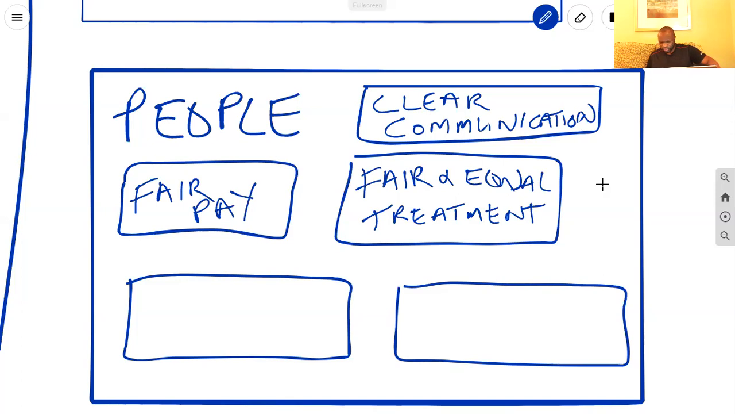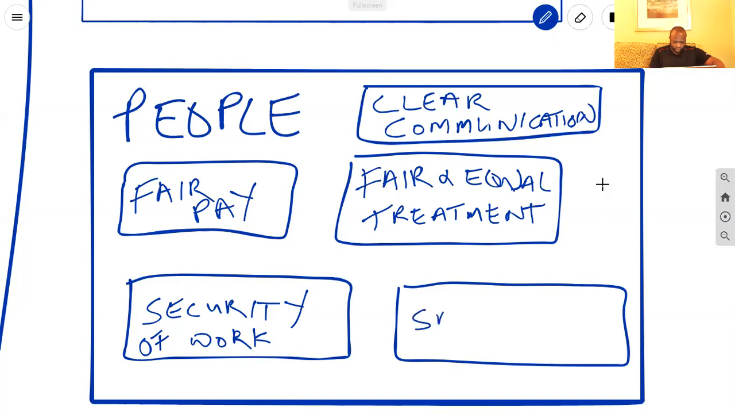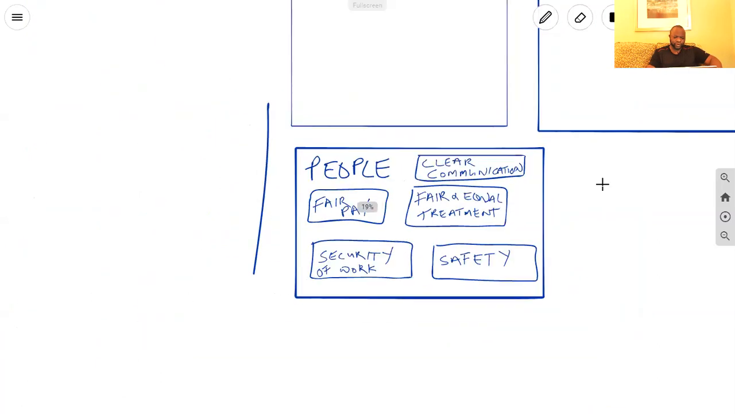So, fair and equal treatment, security of work positions. So, security of work. And then we have safety of people in the workplace. And you know that safety is right there in Maslow's pyramid, isn't it? Number 2, level 2. All right. So, my friends, this is what we have talked about so far.